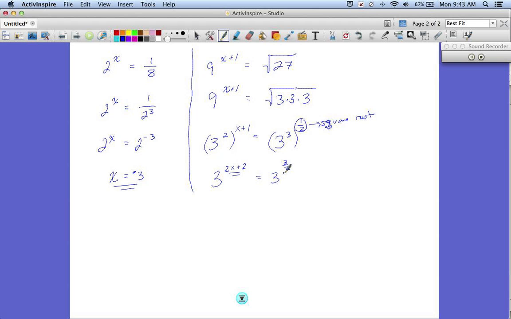And now we know that our exponents have to be equal. 2x plus 2 must equal 3 halves, which means 2x equals negative 1/2, which means x equals negative 1/4. Final answer there. All right, so these problems can be a little tricky, but bottom line, you just work it through. You get your common bases right here. The 3's are common. Here, the 2's are common now that we changed the 8 into 2 cubed. Get your common bases and work for it. You should be all right at that point.